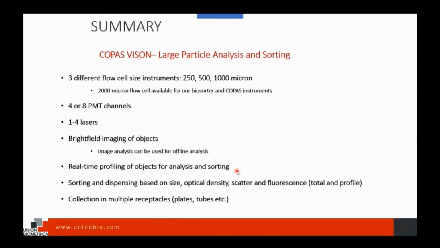So given all of those examples, I'd just like to go through a summary of everything that I talked about. Just a reminder that our COPAS VISION has 3 different flow cell sizes, 250 microns, 500 microns, and 1,000 microns, available depending upon the needs of any given lab that would be purchasing. Our other instruments also have the option for a 2,000 micron flow cell, if that is something that is absolutely necessary for a lab.